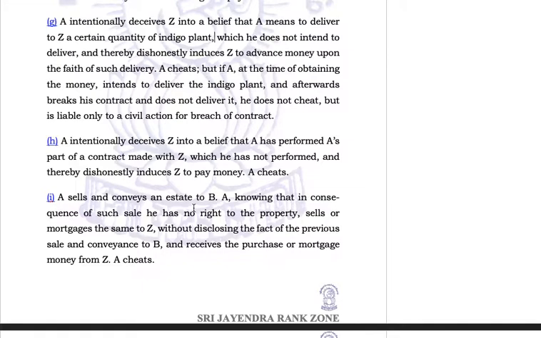A sells and conveys an estate to B. A, knowing that in consequence of such sale he has no right to the property, sells or mortgages the same to Z. Now A has sold his property to B. A again sells the same property to Z, which he has already sold to B. When he has sold the property to B, he has no right over the property, but he again goes and sells it to Z and takes the money. Now he has committed cheating with Z. So these are the cases whereby cheating can be committed.